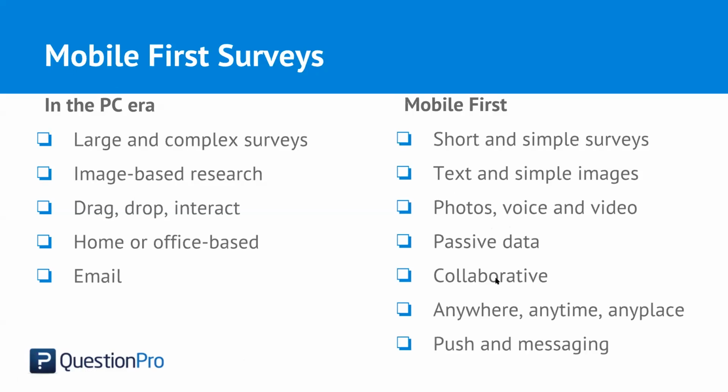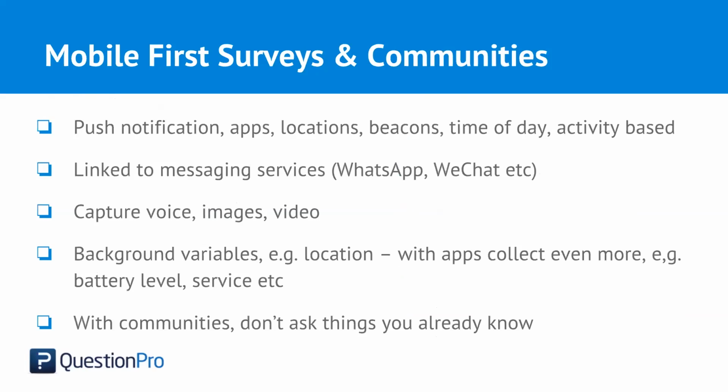We can also send push notifications, so we can cause the survey to trigger, and we can use a much wider range of messaging. We can use WhatsApp and WeChat and Snapchat and Facebook messaging and all of these sorts of options as additional channels to communicate with people.